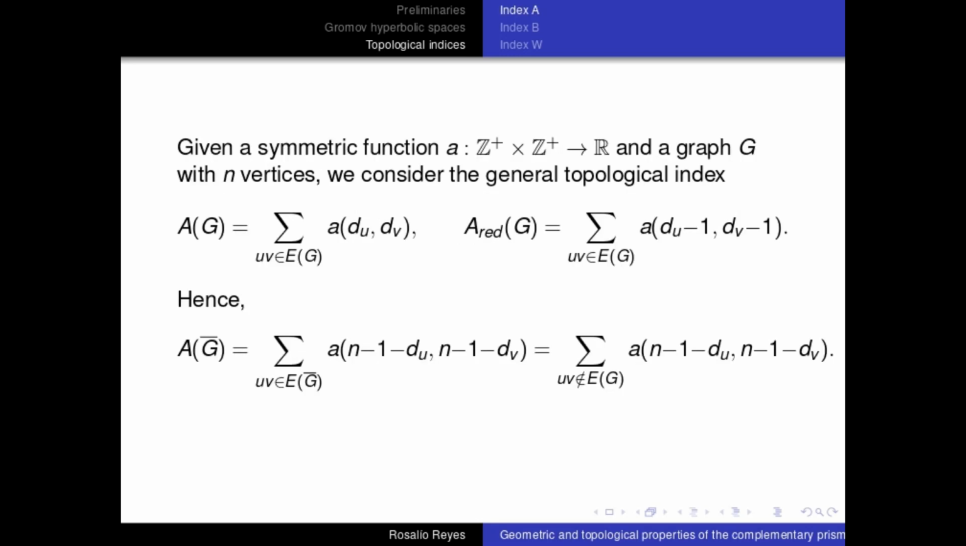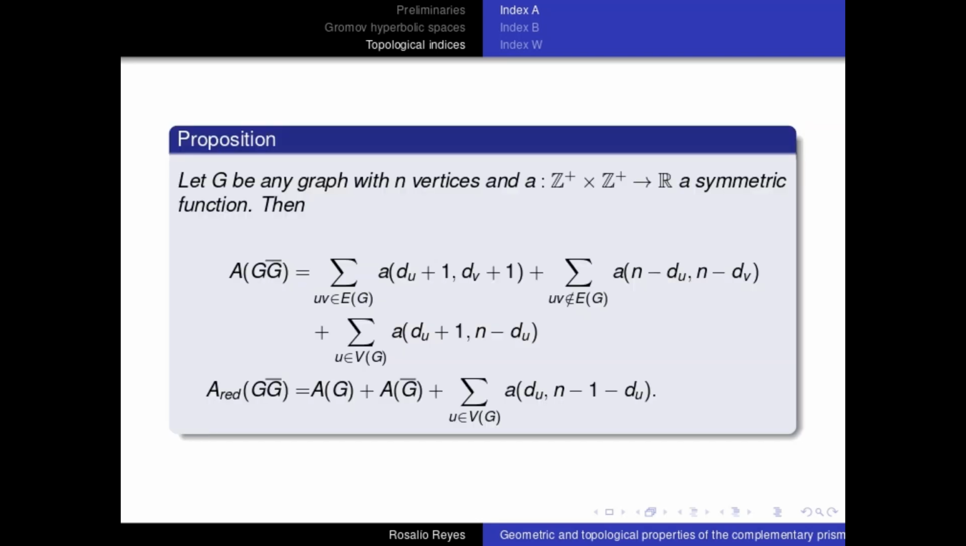An example of a general topological index is the following. We consider a graph with n vertices and a symmetric function A. Then we consider the general topological index A and A reduced, defined by this expression, where d sub v is the degree of the vertex v. With this definition, we have that the index applied on the complement of G is given by this expression. And we have the following results for the complementary prism of G.